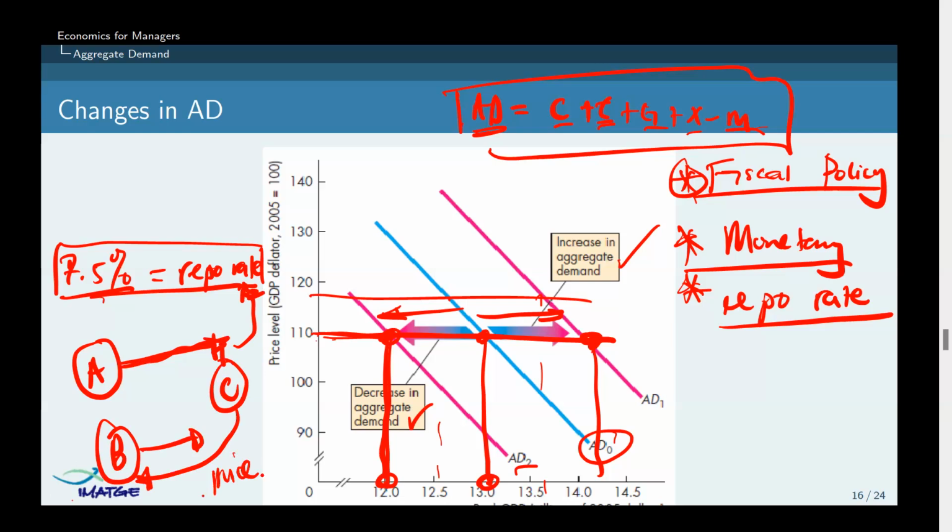This is what banks do, right? They borrow from the central bank, and they use the money to extend loans to the public at a higher interest rate. So that's why there is a high correlation between the repo rate and the prime lending rate, because when the repo rate is increased by the central bank, banks will respond by increasing their interest rate.